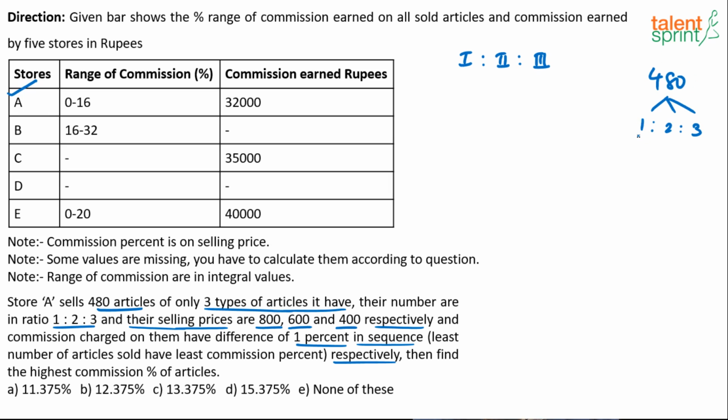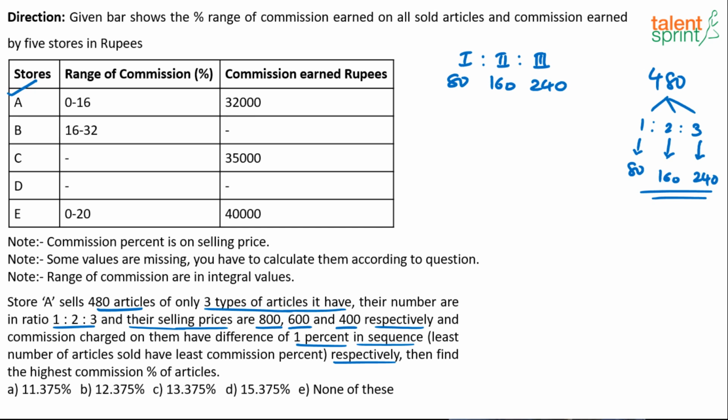So this will be 1 part, 80 itself. This will be 2 parts, so 160, and these are 3 parts, so 240. All right. So 80, 160, 240 are the number of articles sold of each type. So 80 articles here, 160 articles here, and 240 articles here. You can see 1:2:3 is the ratio, and the sum here is 480. 80 plus 160 plus 240 is equal to 480, right?